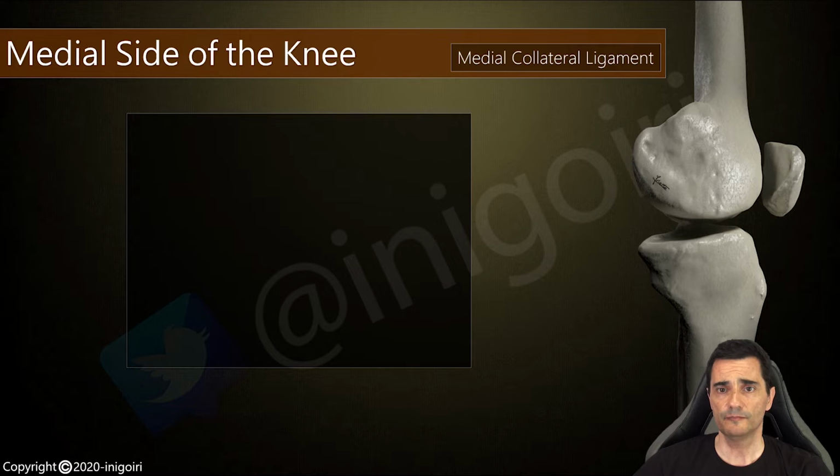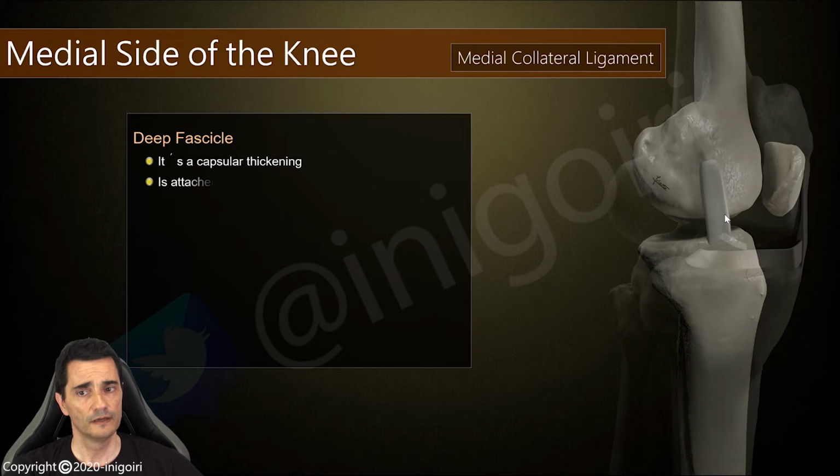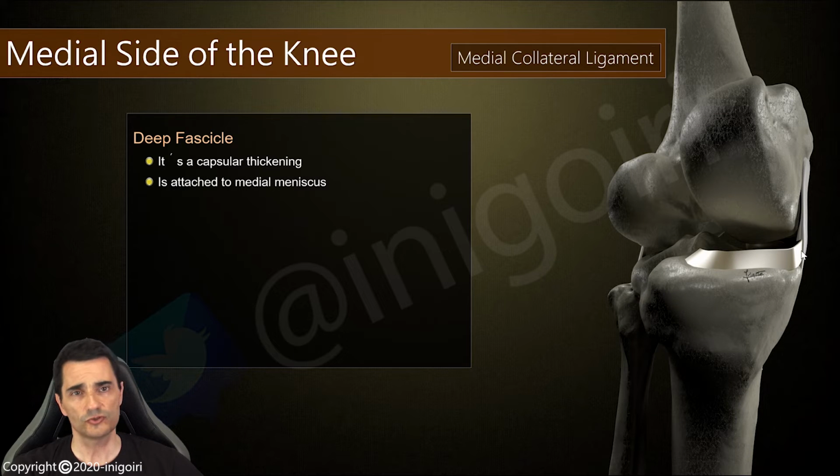But the opposite for the medial collateral ligament. We will have a very good and accurate image of the medial collateral ligament. And let's check the anatomy first. The medial collateral ligament has two fascicles: a deep fascicle, which is a capsular thickening, attached to the medial meniscus. So the relationship between the medial collateral ligament and the medial meniscus is very close, and usually the injuries are associated.